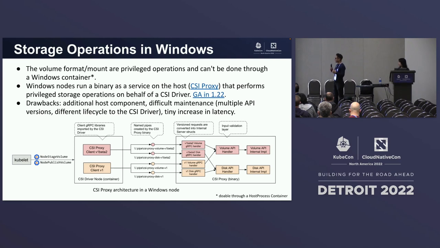And there is also a tiny increase in latency because now we have to make calls from the CSI driver to CSI Proxy through the named pipes. All of those calls are done with gRPC, and there is this protobuf serialization, deserialization, and so on. So that's a tiny bit of increase in latency. That's a small drawback of this design.